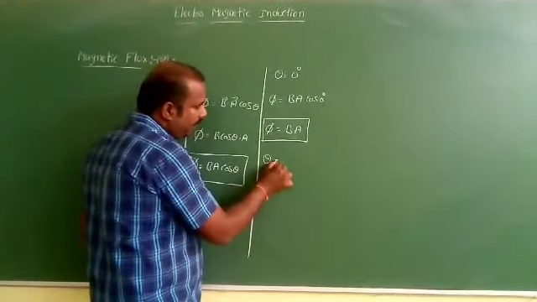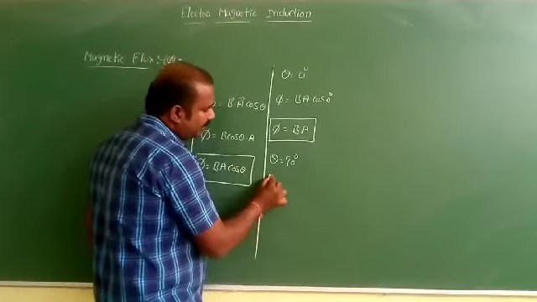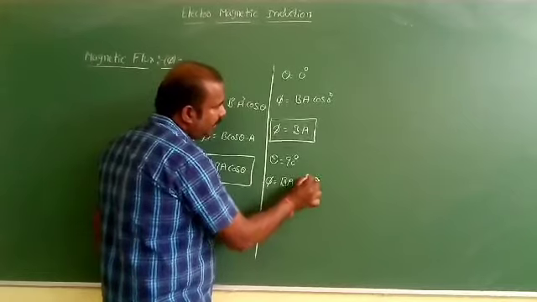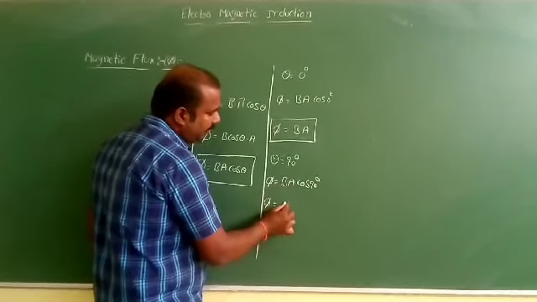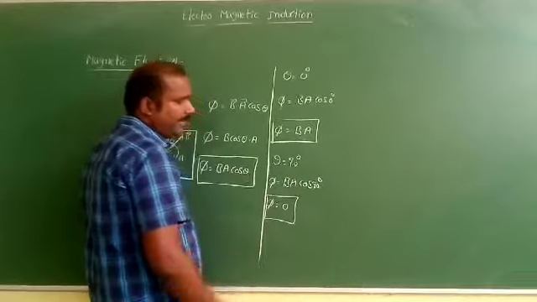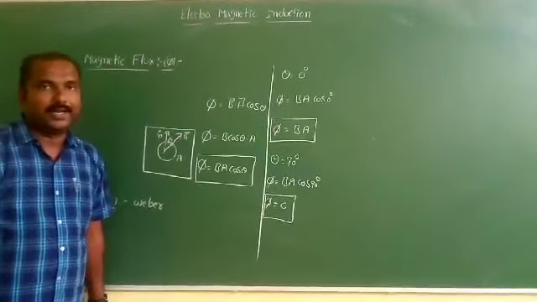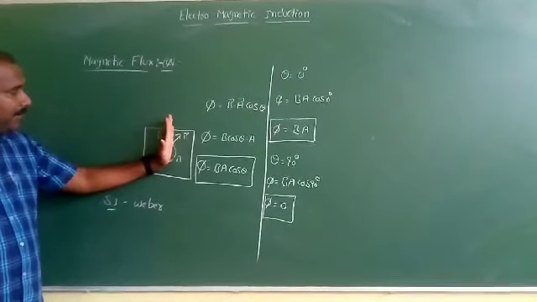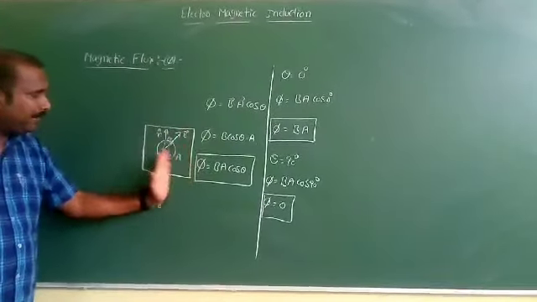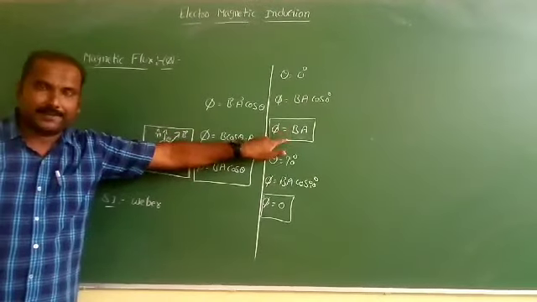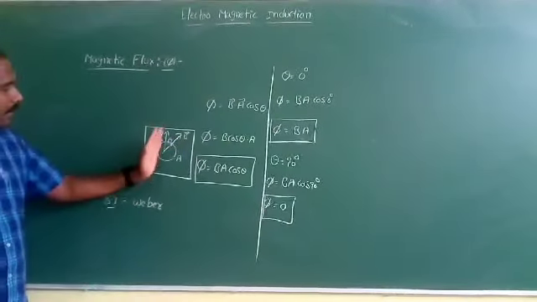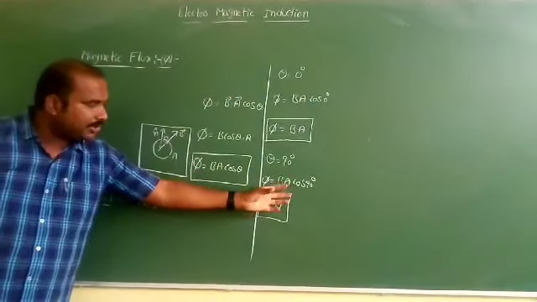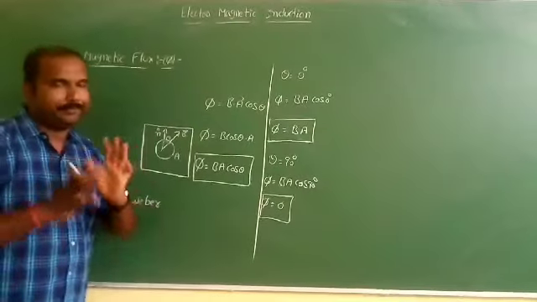Similarly, if theta is equal to 90 degrees, in such a case phi is equal to BA cos 90. Cos 90 is 0, so you will get the minimum flux. Once again, if the magnetic field is parallel to the unit vector, or perpendicular to the plane of the surface, the flux is maximum. If the magnetic field is perpendicular to the unit vector, or parallel to the plane of the surface, the flux is minimum.